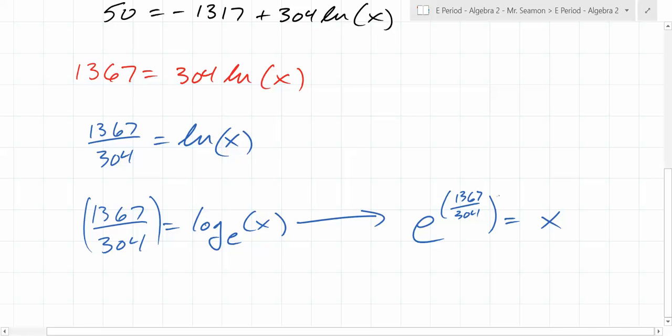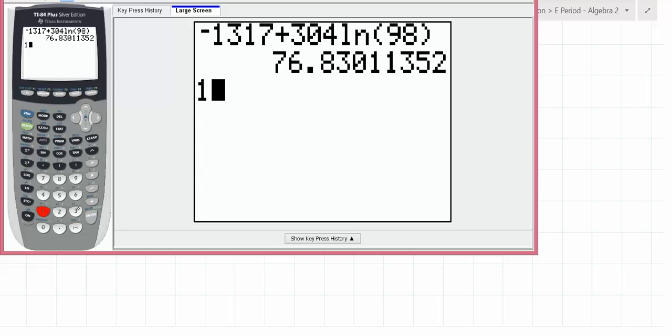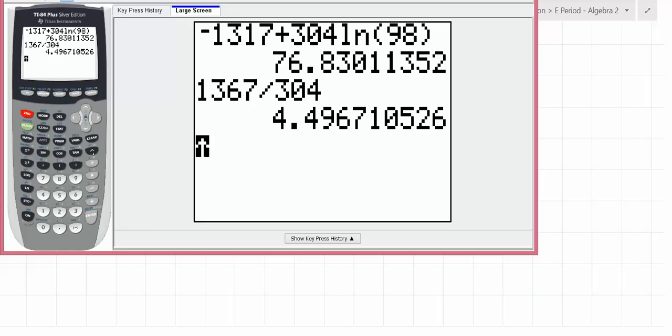The first thing we learned how to do is convert between the two. What's the coefficient in front of ln right here? 1. You want it to be 1 or you can't do this conversion. So now you just need to use your calculator. This is how I would do it. 1,367 divided by 304. Then I would do second e. E to the second answer, like that.